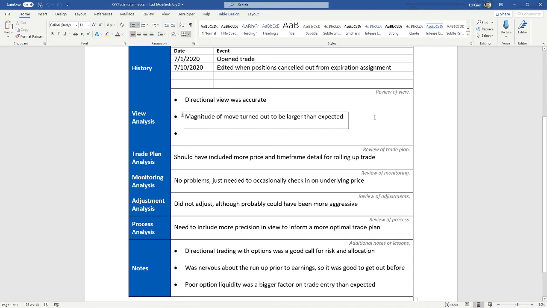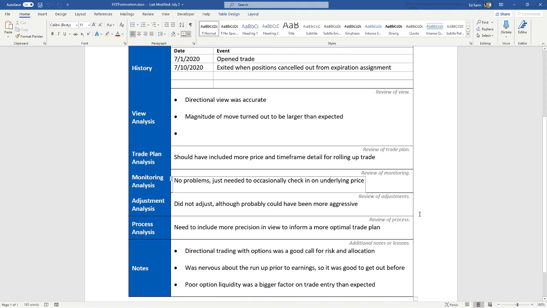But the only way we're going to really learn from that is if we're honest about not having seen the full opportunity. Then we talk about the trade plan. In this case, we probably should have included more price and time frame detail for rolling up the trade. Because the stock in this scenario probably moved up a little faster than we had expected, we probably had some time to roll up, but we didn't have enough detail on what the pricing and time frame should have been. So in this case, we opted not to do that.